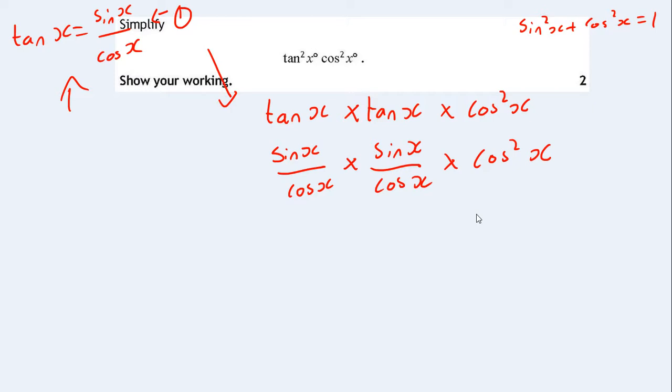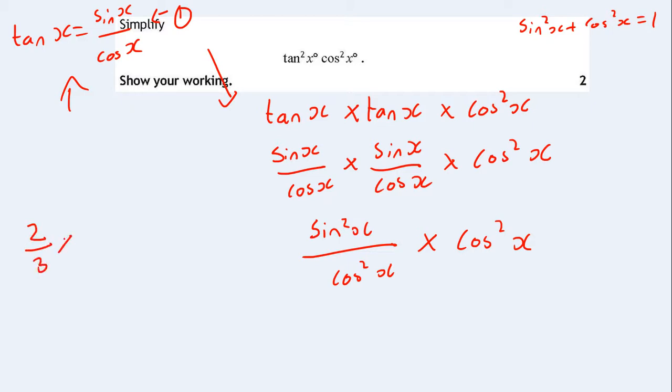So we've got sine x over cos x times sine x over cos x times cos squared x. Okay, let's just simplify that a little bit. Sine x times sine x would be sine squared x. Cos x times cos x would be cos squared x. And again, you might see, if I've got 2 over 3 times 3, those 3's cancel out. Okay, so 2/3 times 3 would just be 2. And again, we can cancel here.